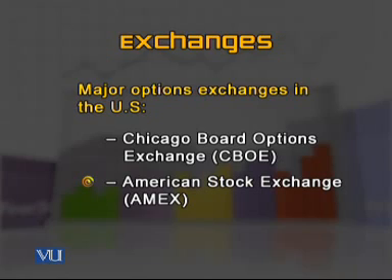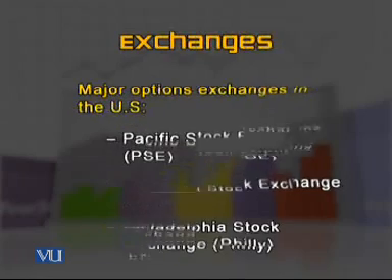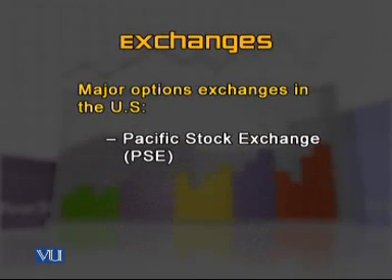I just mentioned the Chicago Board Options Exchange and the American Stock Exchange as well, where you use the platforms for options. And you have one in Philadelphia as well, which is fondly called Philly. So you have the Philadelphia Stock Exchange, the American Stock Exchange, and the Chicago Board Options Exchange. Let's not forget the Pacific Stock Exchange as well.